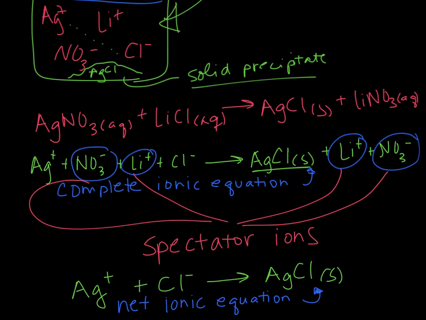And the net ionic equation is just like your net pay when you have a job. It's after taxes and insurance and everything else that they take out before you actually get to take home your paycheck. So it's net. It's what's really important to you. All right, so let's try another one of these examples and see how it goes.